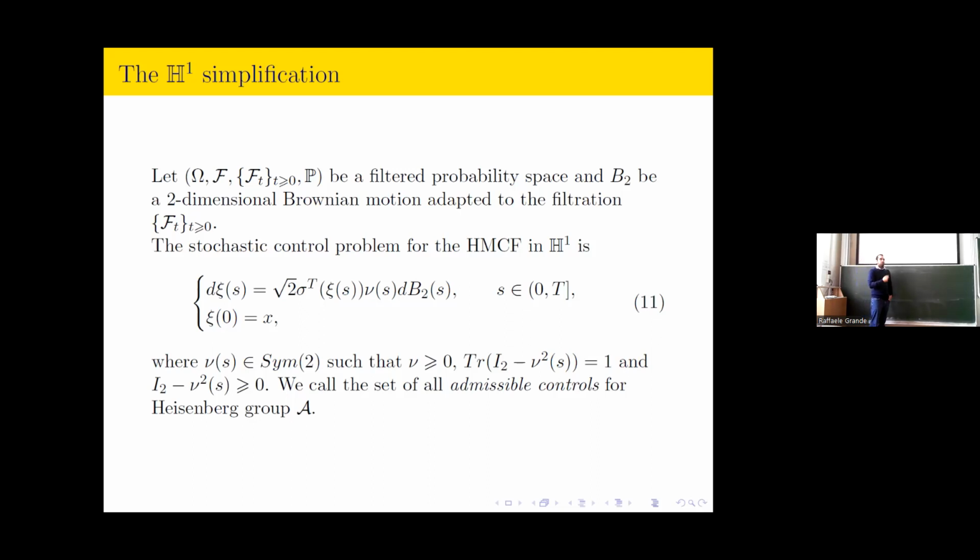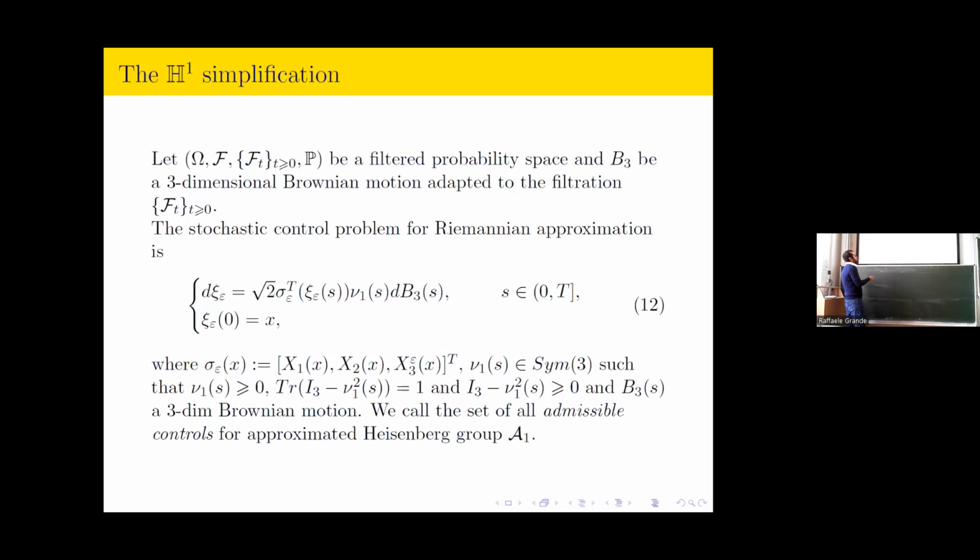It's possible to prove it by doing the computation, and we obtain that the stochastic control problem for the horizontal mean curvature flow is given by the following stochastic dynamics, where W is the two-dimensional Brownian motion, and the controls respect the property that we've seen in the previous theorem. They are 2 times 2 symmetric matrices with the following property, and they are the set of matrices that respect this condition, the admissible controls. In the same way, it's possible to generalize to 3 dimensions. We obtain a similar result, with a change in the structure.